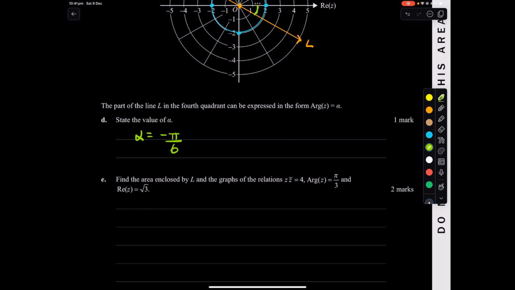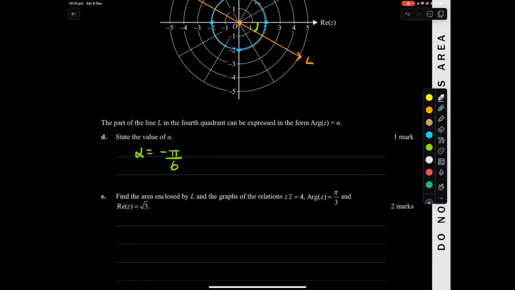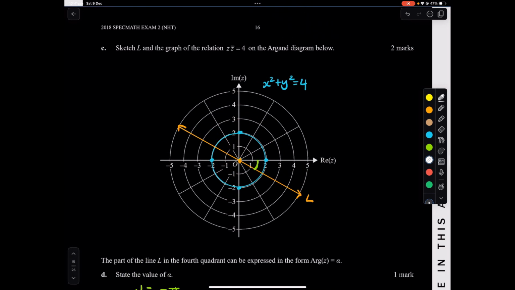Find the area enclosed by the line L and the graph of the relation, so the circle, and argument z equals pi over 3. So what's that? Well, argument z, so it starts at 0, the ray. Pi over 3 is 60 degrees, so it's over here. Let me actually draw in a different color, red.